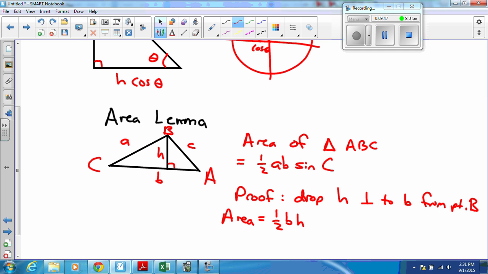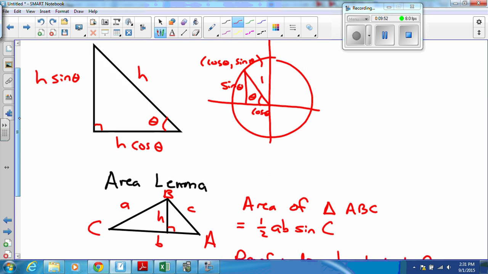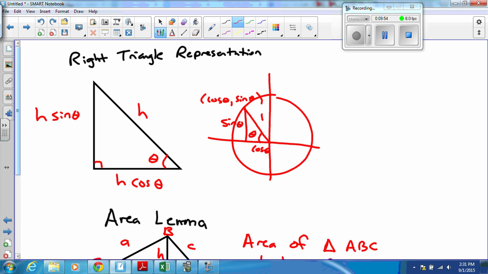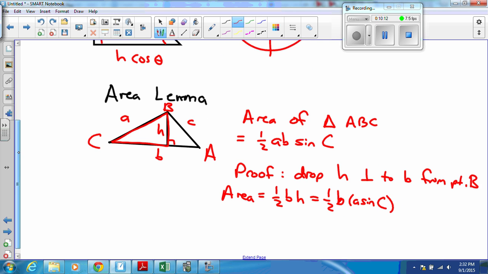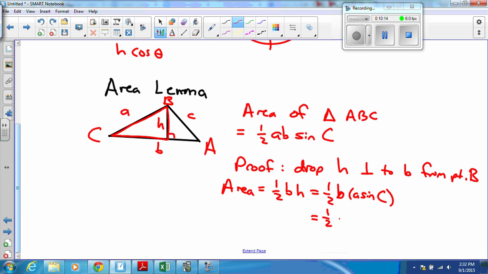So that's easy enough. But what is h? Well, if we go back to our right triangle representation, we have a right triangle here with a hypotenuse of a and an angle of C. So h is immediately equal to a times the sine of C. And if I use the commutative property to rearrange, then I have the result, just like that.